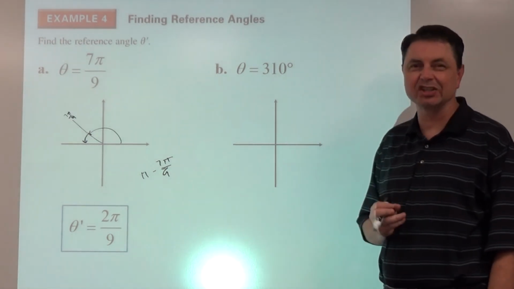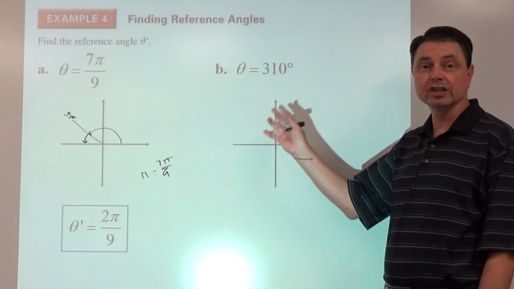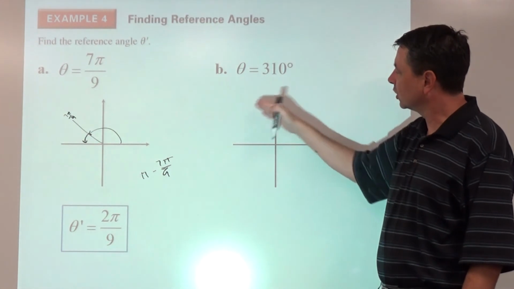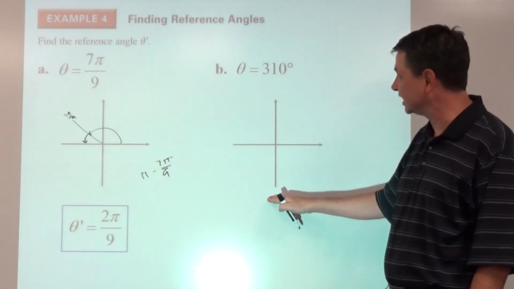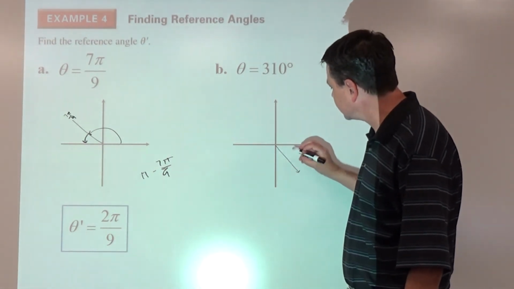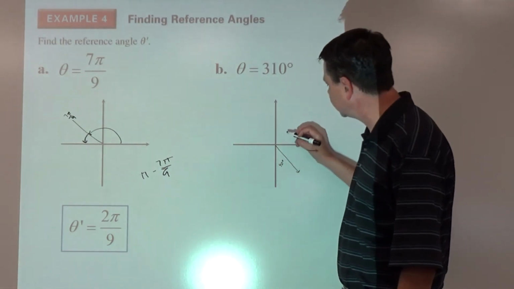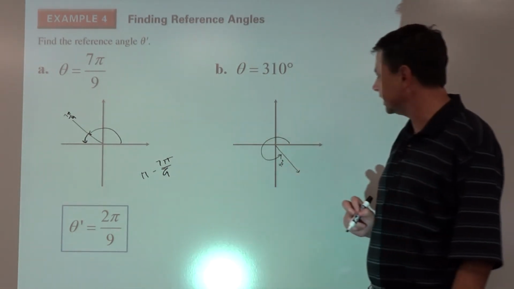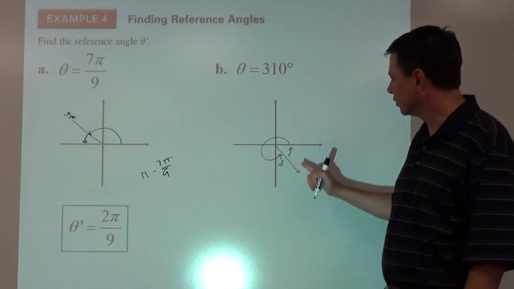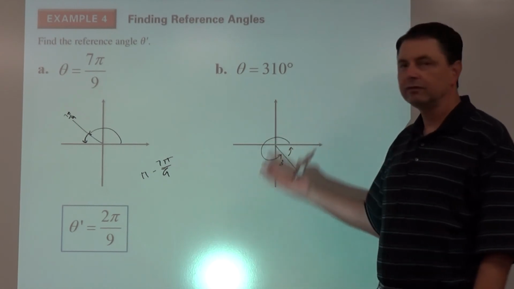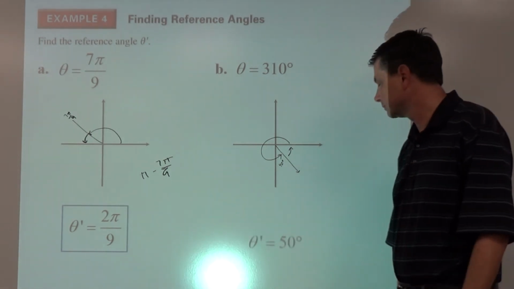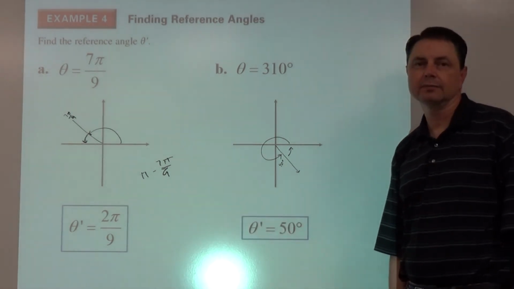Part B, 310 degrees. We're going to have to know where that is. This one's in degrees, so we'll keep it in degrees. 90 degrees, 180 degrees, 270 degrees. We're a little bit past that. In fact, we're 40 degrees past that. Might be useful to get that in there. So there's our 310 degrees. The reference angle would just be this one here, to go from there to there. So what's left over? 50 degrees, or 360 minus the 310. 50 degrees is our reference angle.